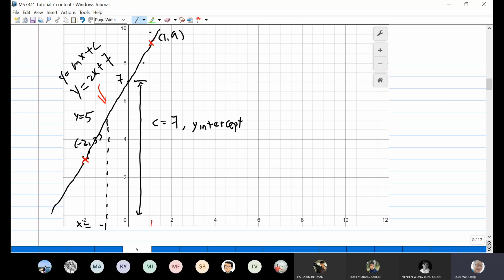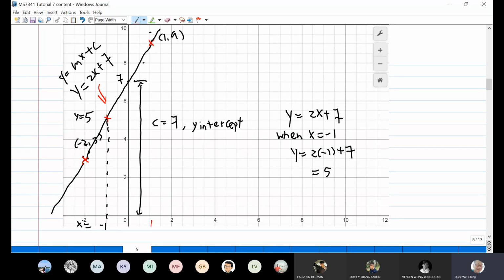Of course, you can do a calculation. How to do the calculation? Y equal to 2X plus 7. When X equal to minus 1, then what do you get? Y equal to 2 times minus 1 plus 7, you get 5. So you can do the calculation, but you can also use the graph, go up and find the point here, 5. Okay, so this is how we answer question 1.